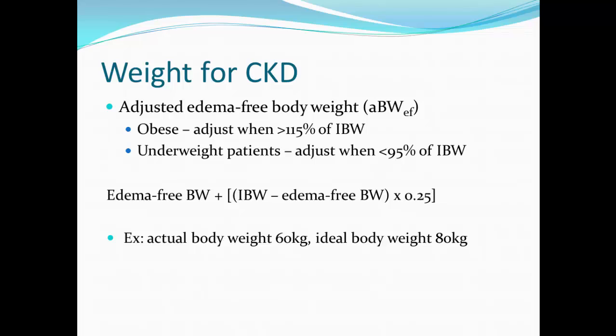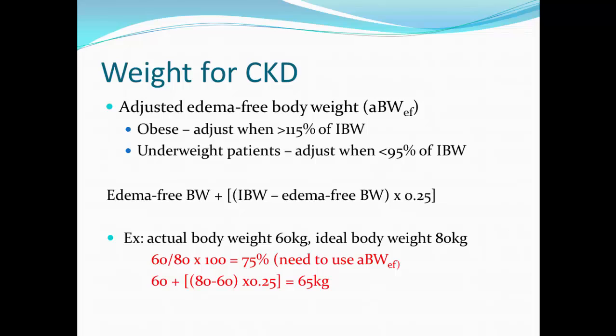For example, the actual body weight of a patient is 60 kilograms and their ideal body weight is 80 kilograms. So first we have to determine if we're going to use adjusted body weight for this patient. 60 divided by 80 times 100 tells us the percent of ideal body weight. This patient is only 75% of their ideal body weight, so they are underweight and we need to adjust.